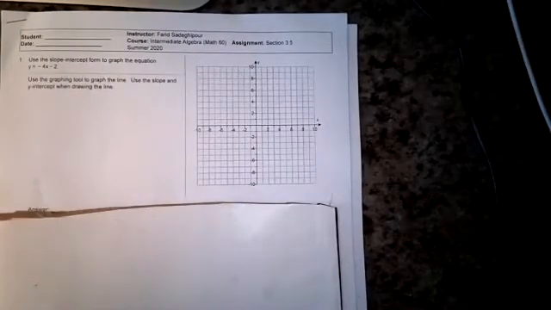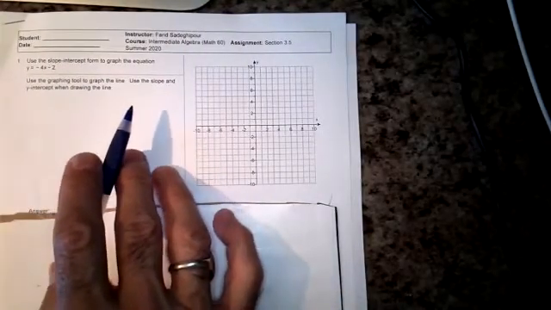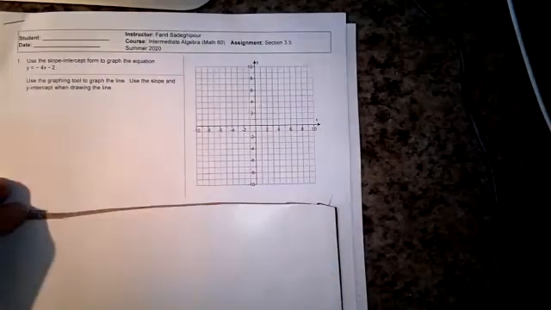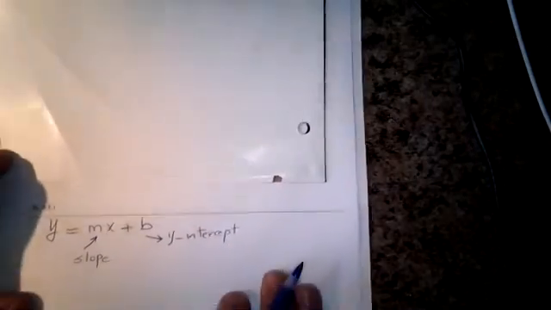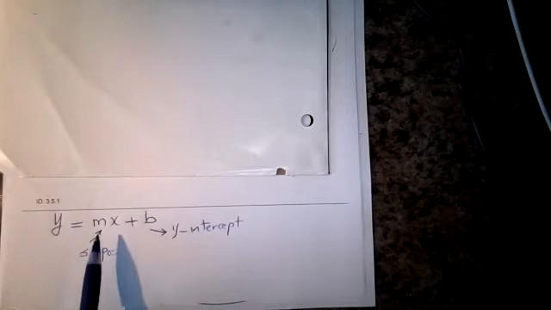Hi, now I want to start section 3.5, Math 60, chapter 3. We are asked to use slope-intercept form to graph the equation. What is the slope-intercept form of an equation? y = mx + b. This is the slope-intercept form. m is the slope and b is the y-intercept, okay?